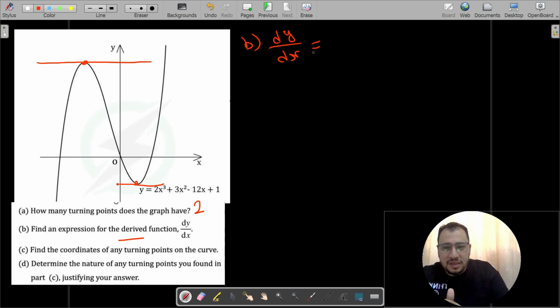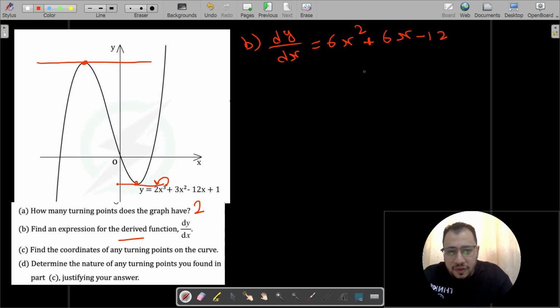So dy by dx here is 6x squared, okay, this is 3 multiplied by 2, then minus 1, plus 6x minus 12. Okay, this is the derived function. This is the answer of question B.